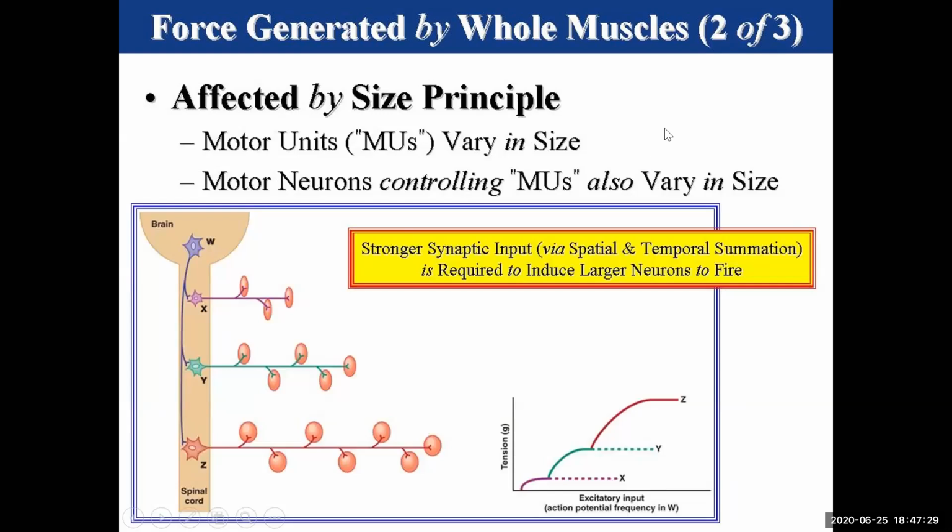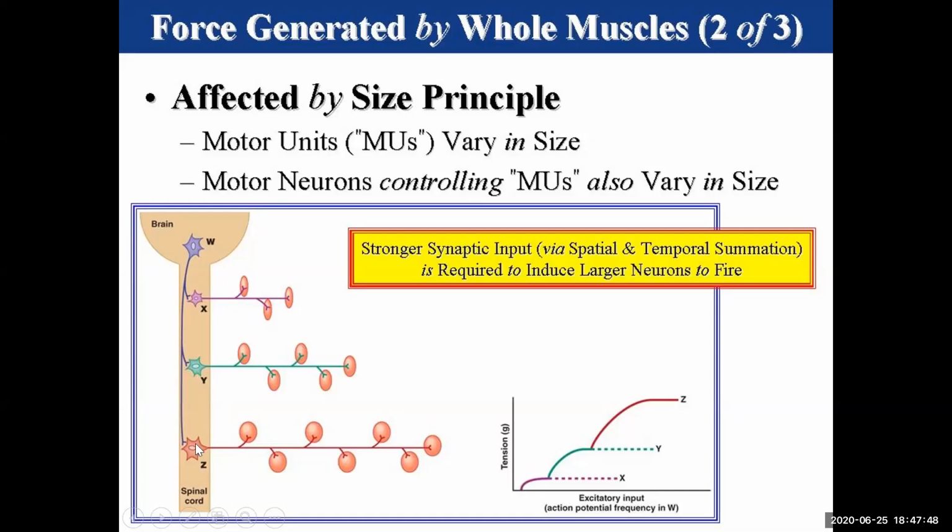So that's what I mentioned briefly earlier, the size principle. Motor units vary in size. So the smallest one is recruited first, followed by the middle one, and followed by the third one. So X, Y, Z. X is the smallest motor unit, and Z is the largest motor unit.